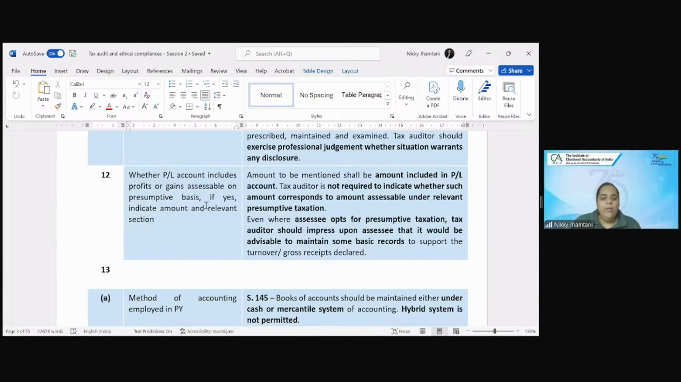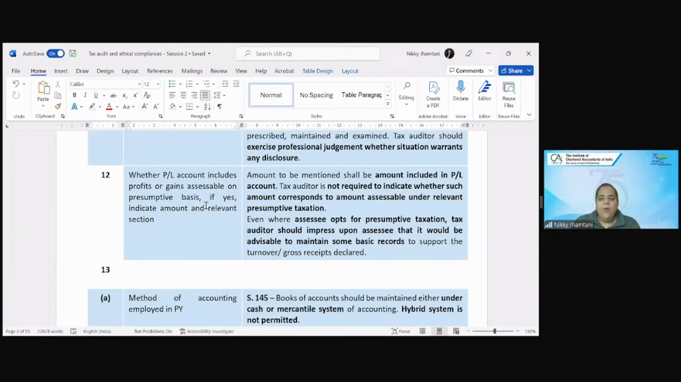So what is the reporting requirement regarding this? Amount to be mentioned shall be amount included in P&L account. Tax auditor is not required to indicate whether such amount corresponds to amount accessible under relevant presumptive taxation. तो अमाउंट तो मेंशन करना है पीएनएल अकाउंट में कितना है, ठीक है, पर टैक्स ऑडिटर को ये लिखने की जरूरत नहीं है कि कितना असेसिबल है अंडर द रेलेवेंट प्रिजम्पटिव टैक्सेशन.